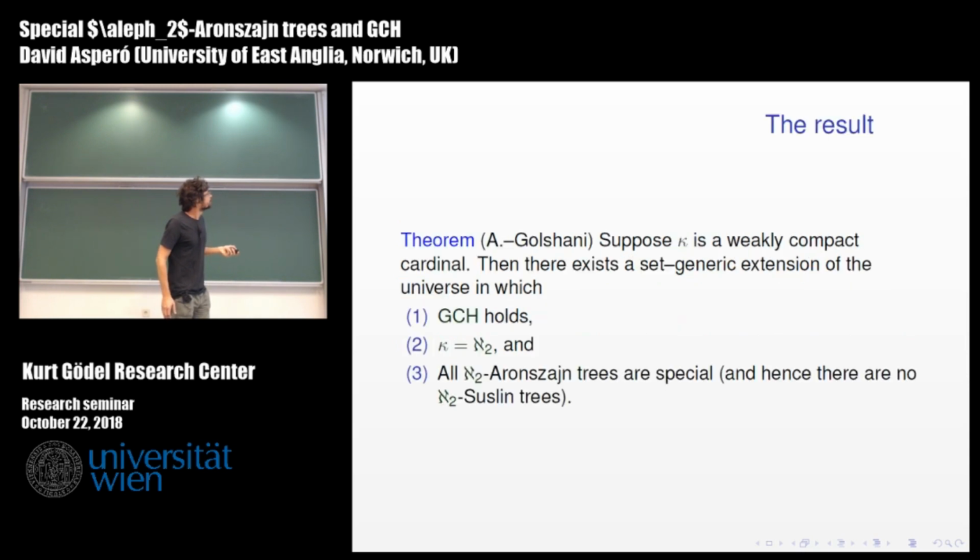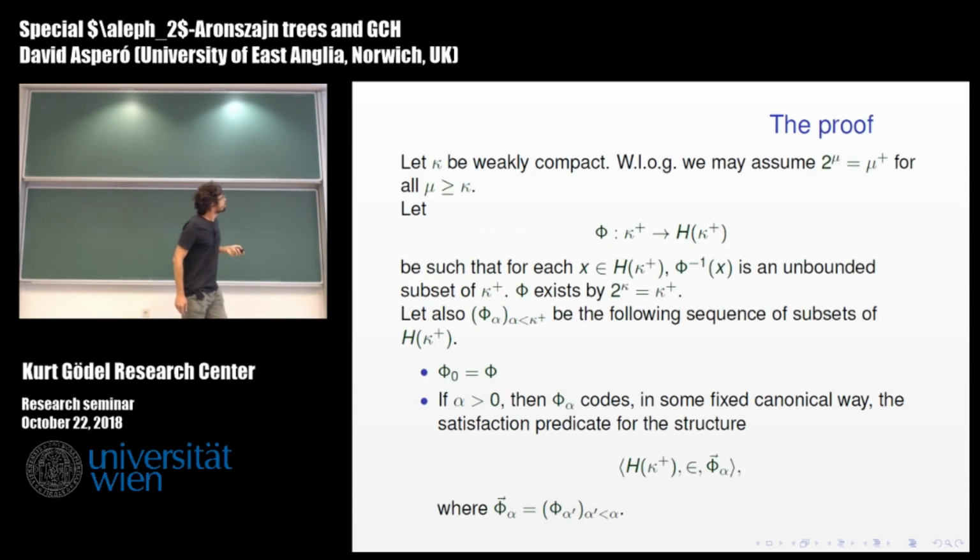Okay, so the theorem that I want to present the proof of is this one. Suppose kappa is weakly compact. Then there's a generic extension in which GCH holds, kappa is Aleph 2, and all Aleph 2 Aronszajn trees are special, and therefore there are no Aleph 2 Suslin trees. Okay, so that's the goal. Now, okay, so here's how I start the proof.